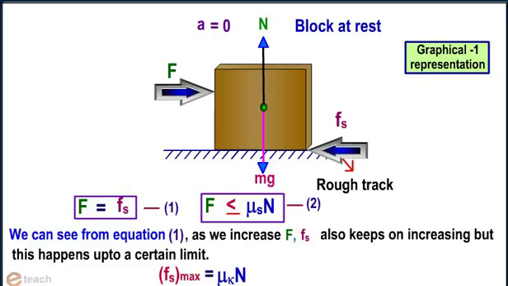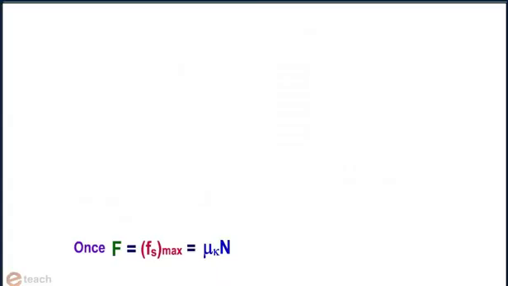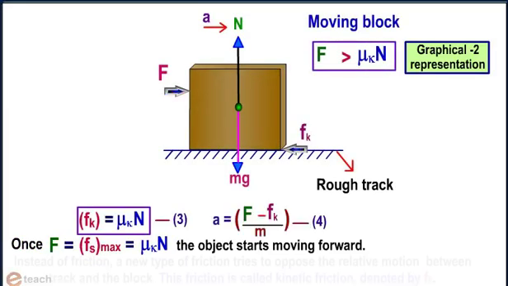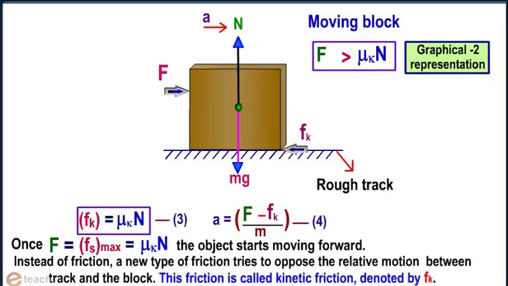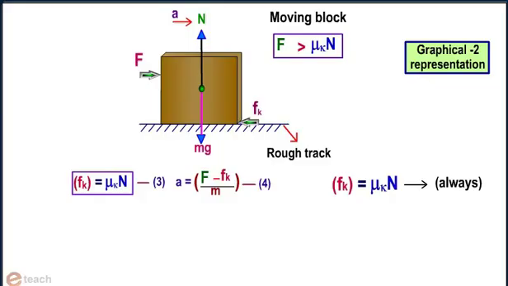Fs max equals μs into normal. Once F equals Fs max equals μs into normal, the object starts moving forward. Instead of static friction, a new type of friction tries to oppose the relative motion between the track and the block. This friction is called kinetic friction and denoted by Fk. Fk equals μk into normal and acceleration equals F minus Fk by m.